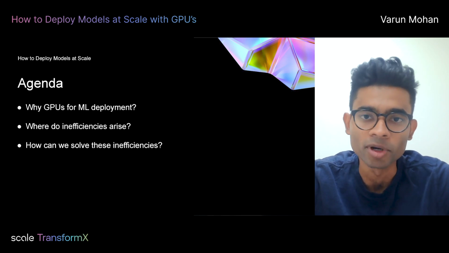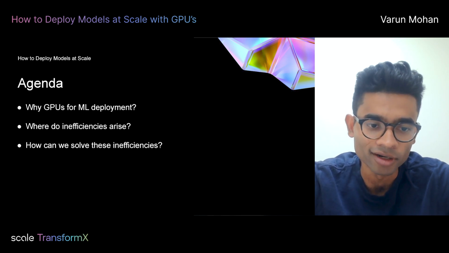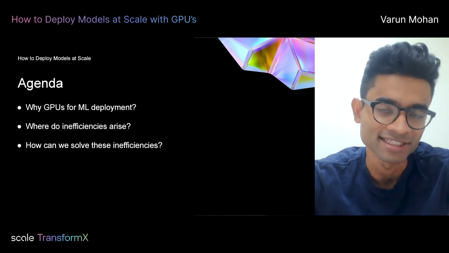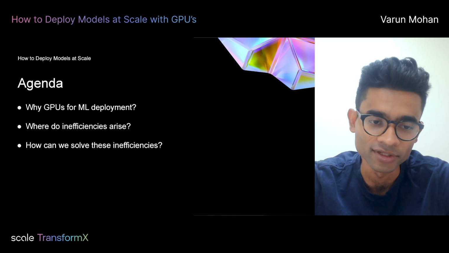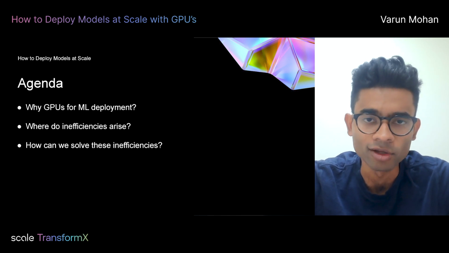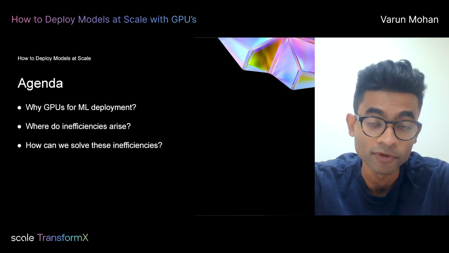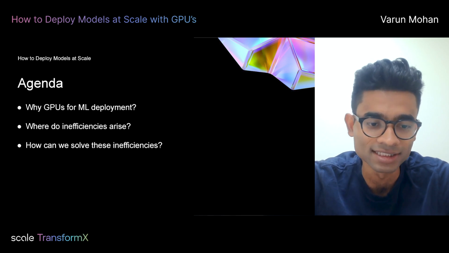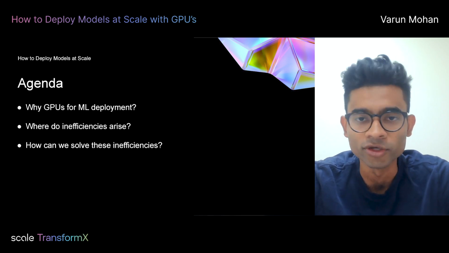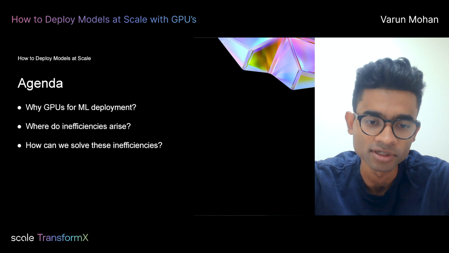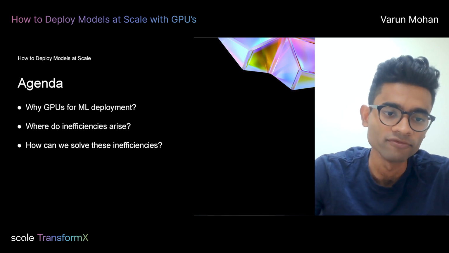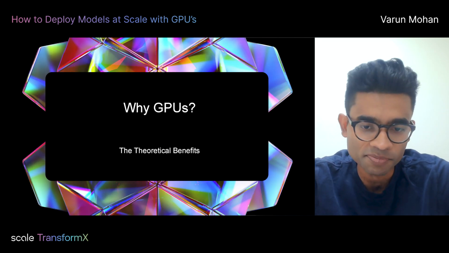So, just a super high level agenda here. To start off, talking about why folks even use GPUs for ML deployment. It seems like in general, there are a lot of questions around this. Lots of fairly large companies are still deploying models on CPUs at scale. There are some clear trade-offs. So where do the actual inefficiencies arise when you're doing this? And how can you actually go about solving these problems in a relatively easy way, though some of the approaches are a little involved. So why GPUs?